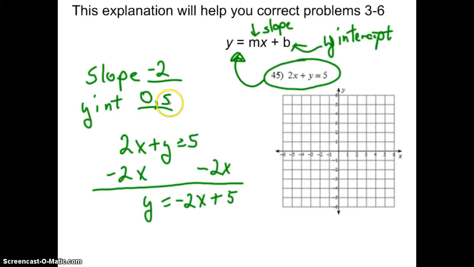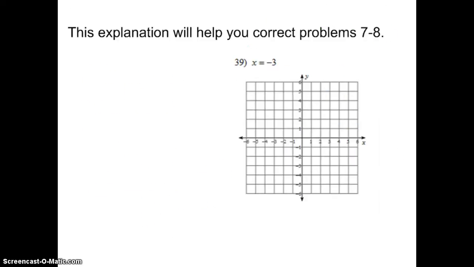The next part is that now we have to graph this particular equation. So what we're going to do is first plot the point for the y-intercept, and that is at 0, 5. So our first point is here. Now our second point to make the line will be generated from the slope. So we're starting at this point here, and our slope here is negative 2. So we're going to go down 2 and over 1. So now I have a slope graphed for this equation of a line. This explanation will help you solve and correct problems 7 and 8.